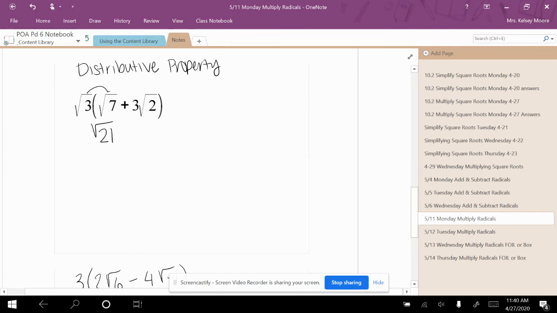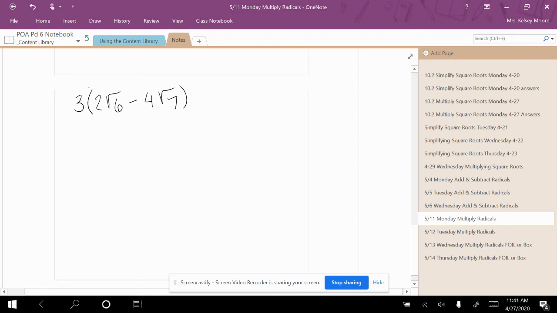And then whenever we distribute the square root of 3 to the second term, you end up with square root of 3 times 3 square root of 2. You can only multiply together the square root of 3 and the square root of 2. So you end up getting 3 square root of 6. Now looking at that, if you can break it down any further, the square root of 21 or the square root of 6, you would want to, but in this case you can't.